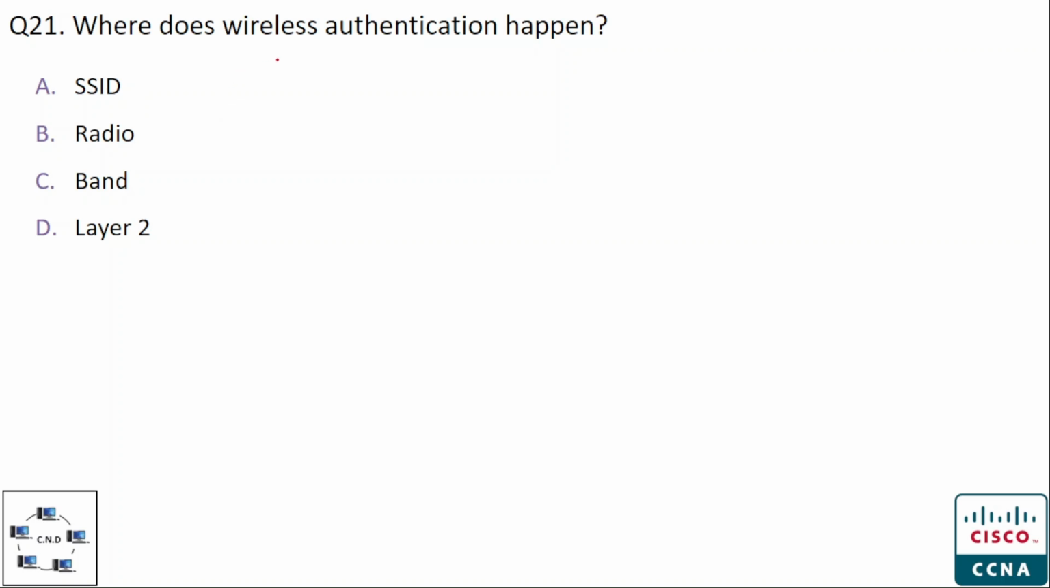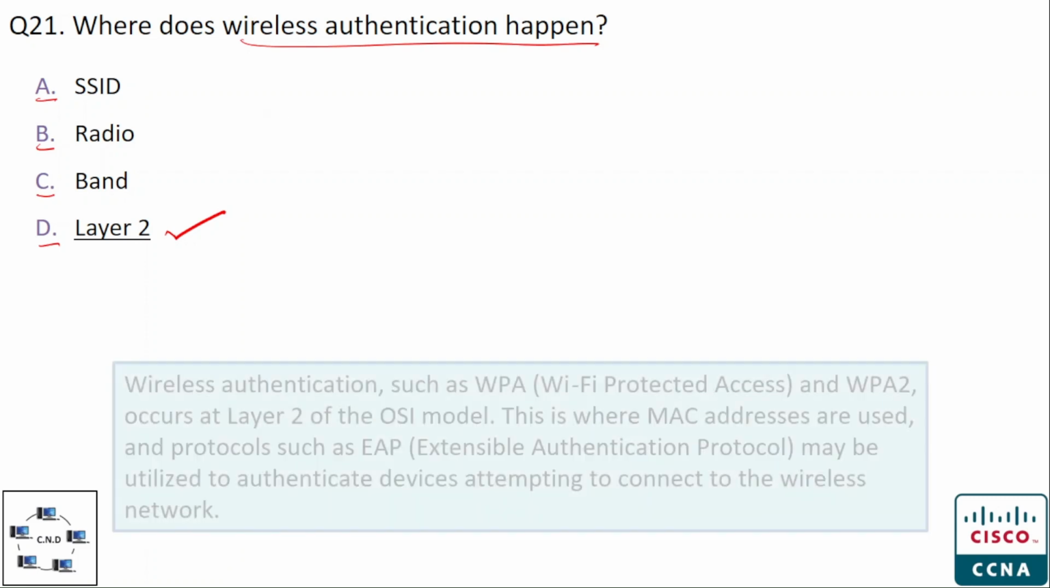Question number 21. Where does wireless authentication happen? And the options are option A, SSID, option B, radio, option C, band, and option D, layer 2. And the correct option is option D, wireless authentication occurs at layer 2.